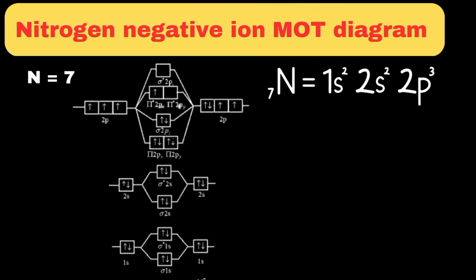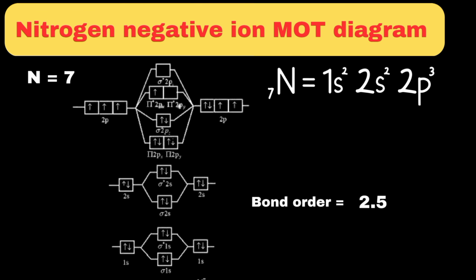Now, let's move to nitrogen ion. For a neutral nitrogen molecule, we know that nitrogen has an atomic number of 7, meaning its electronic configuration is 1s2, 2s2, 2p3. Now, let's consider nitrogen ion. Since nitrogen negative ion has 1 extra electron, it will be placed in the next available molecular orbital, which is a pi star 2p orbital. Now, the bond order will also change. Bond order will be equal to 8 minus 3 divided by 2, which will be equal to 2.5. This means that when an extra electron is added, the bond order decreases, making nitrogen negative ion less stable than a neutral nitrogen molecule.